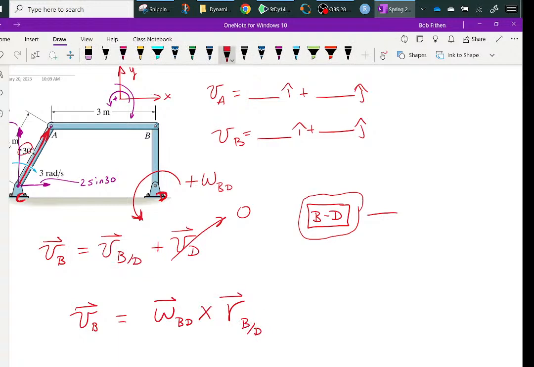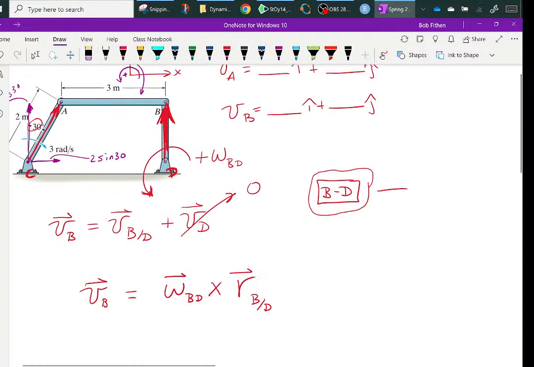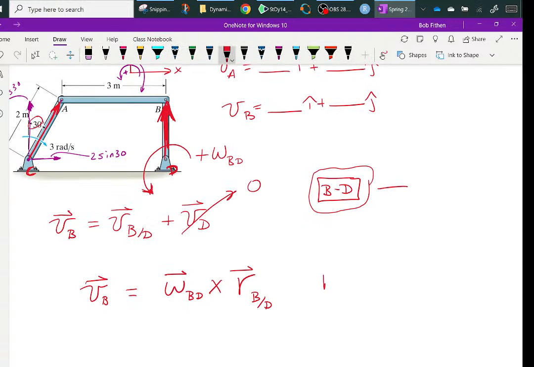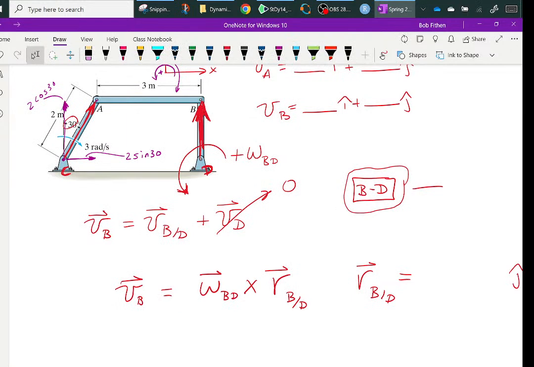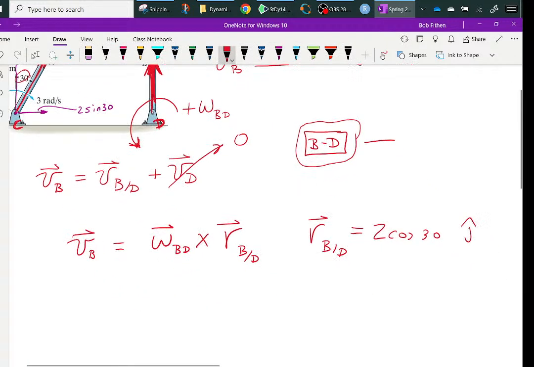And then I draw a vector from D straight up here. It's a terrible vector, but it's at least somewhat seeable. There's just a J component. There's no I component. And the distance is the same thing as that, so it's 2 cosine 30. That's it. Now omega BD I don't know.